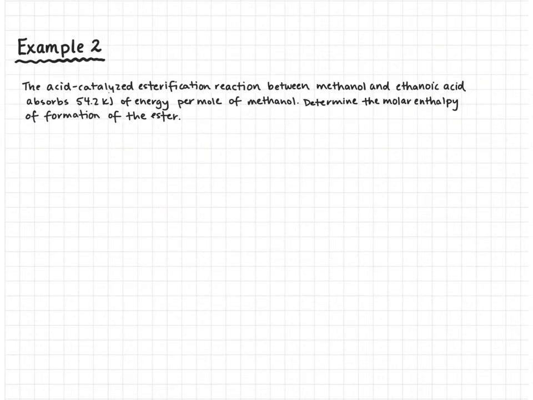Our next example is the acid catalyzed esterification reaction between methanol and ethanoic acid that absorbs 54.2 kilojoules of energy per mole of methanol. Determine the molar enthalpy of formation of the ester. So first thing we need to do is write out the reaction itself. So methanol is CH3OH. Ethanoic acid is CH3COOH.